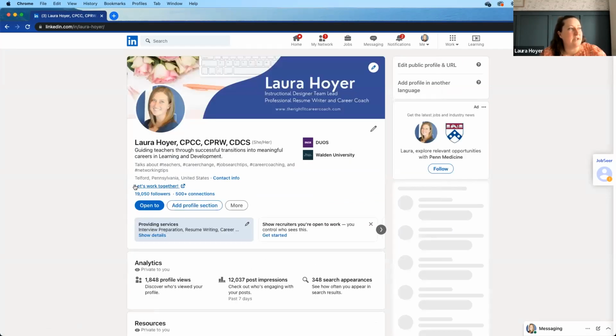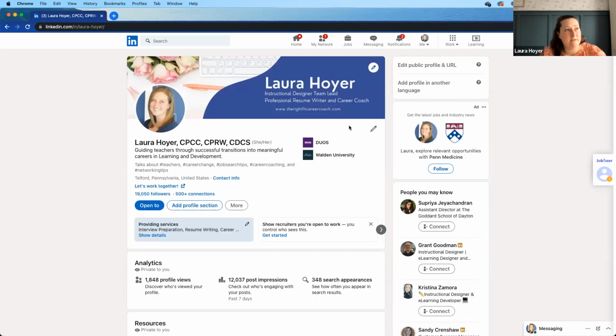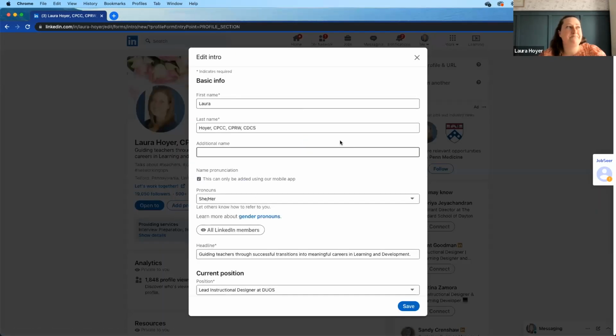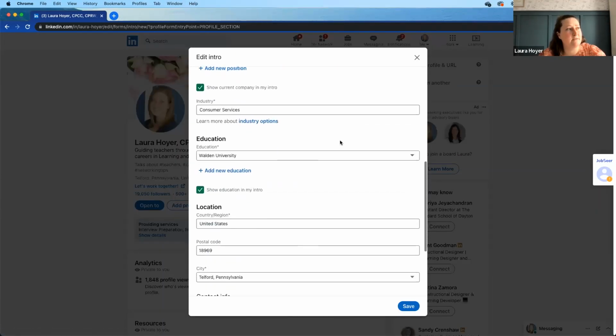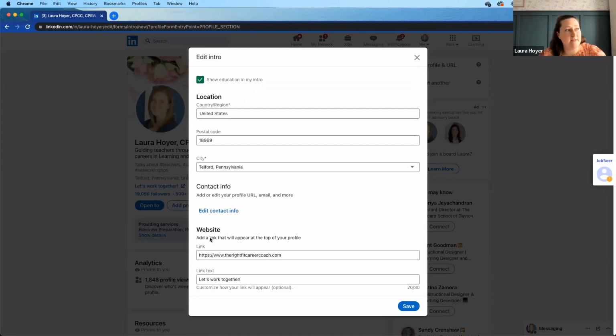there is a little space right here where you can add a link. You would hit the edit button here and scroll down to website. And you can add the link to your website and then the link text where you can say something like, check out my portfolio or instructional design examples here, to grab somebody's attention.